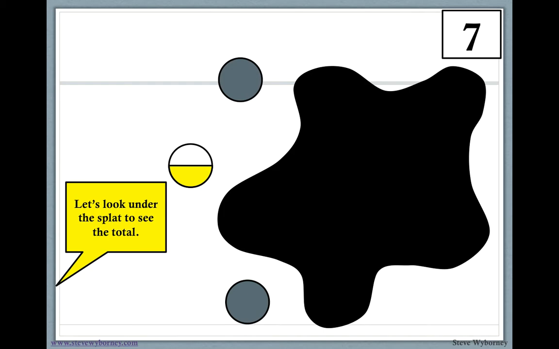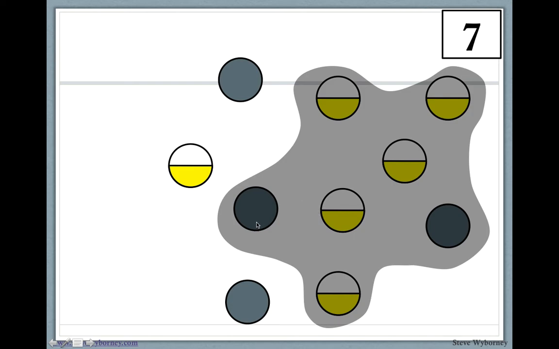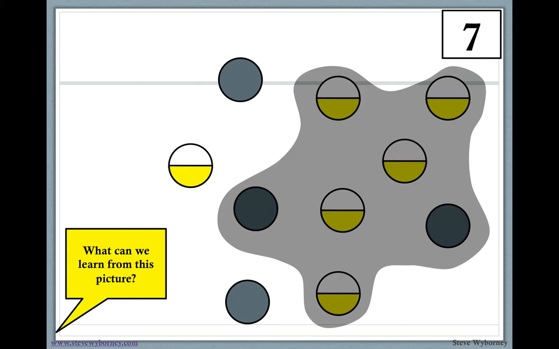So before we look under the splat, I'm going to explain my thinking. So you have 2.5, right? I need another half to make a whole. So that's 2, 3. Well, if there's 3, I need 4 more to get to 7. So that means there should be 4.5 underneath the splat. That's how I think about this. So let's see if I'm right. There's 1 whole, 2 wholes, 3 wholes, 4 wholes, and a half. So 4.5.